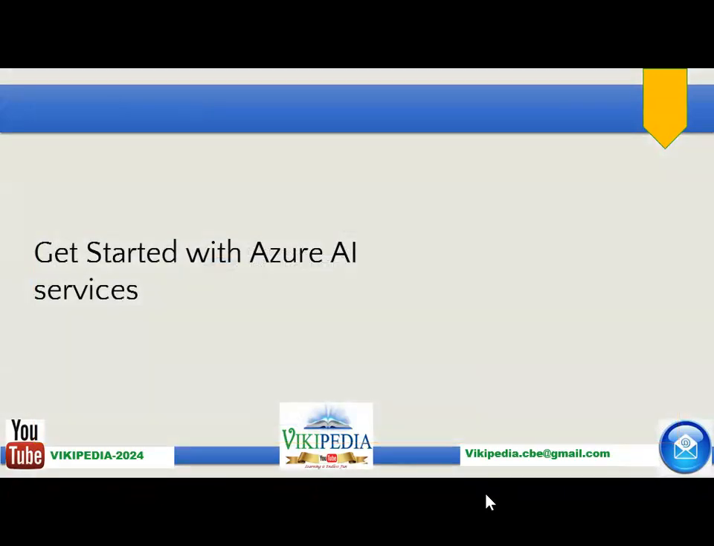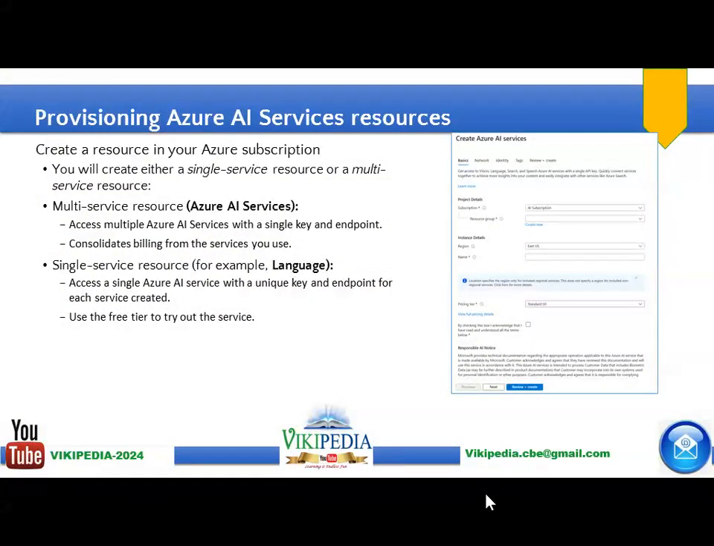Right, now let's get started with Azure services. The basic thing is, first, we should have a subscription or an account. Once you have a subscription, you will create service resources. There are two types of service resources you can create: either a single service resource or a multi-service resource. If you create a single service resource, you will be able to access any one service, either language service, vision service, or speech service.